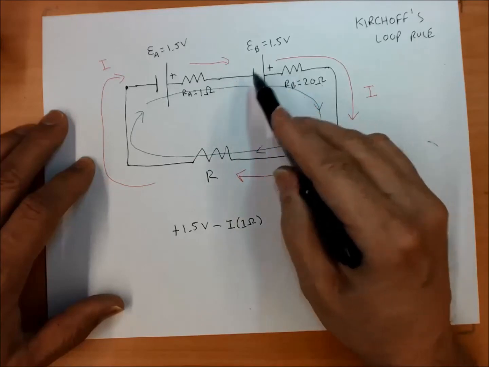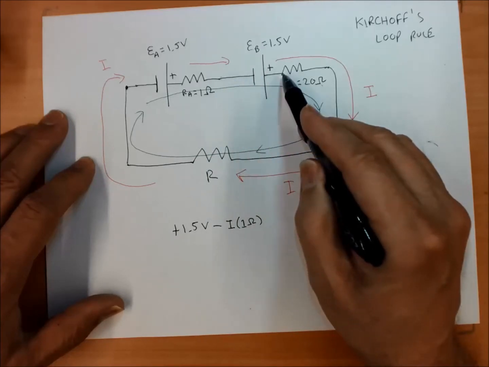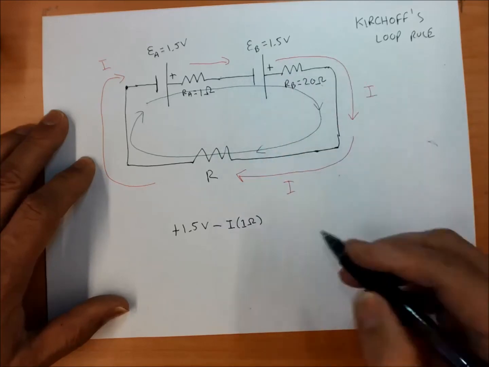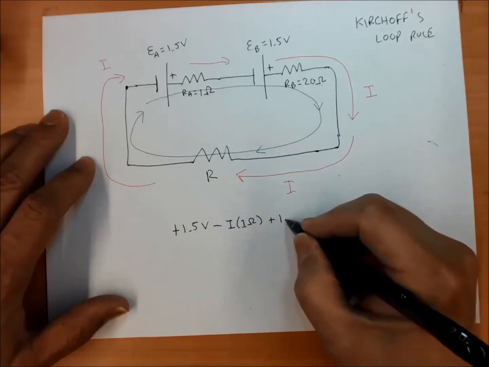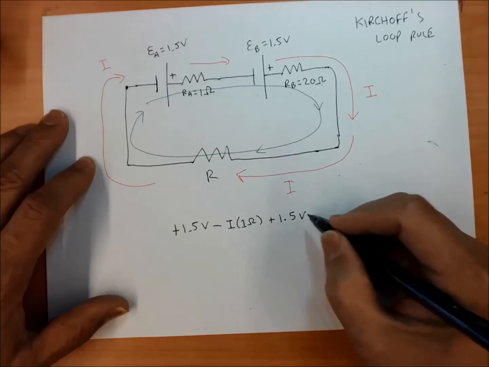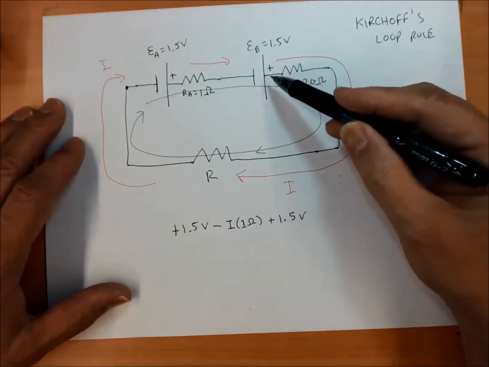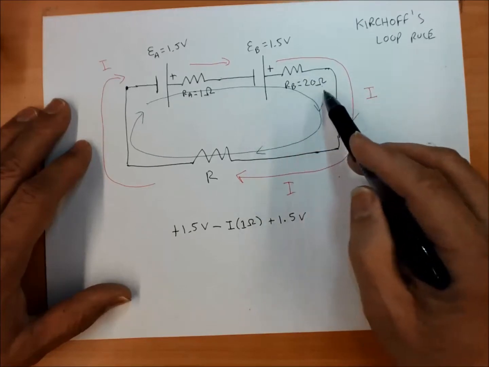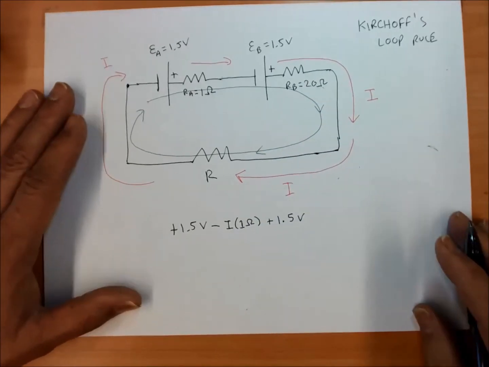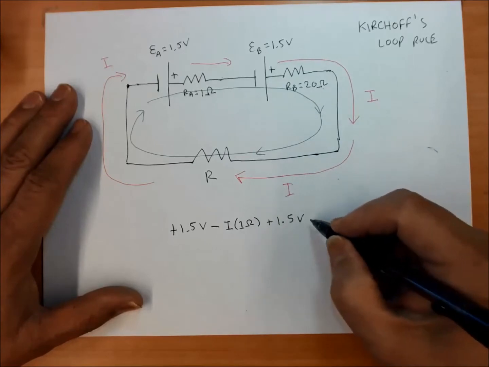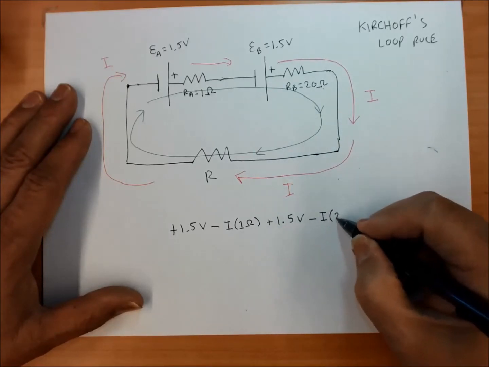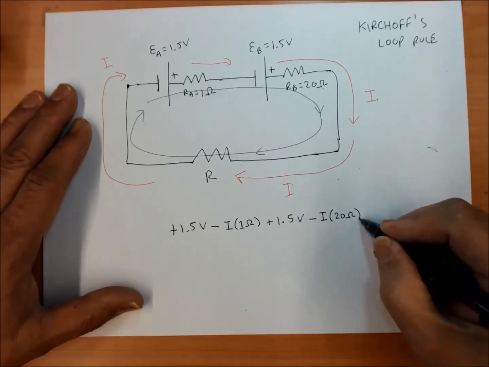I get another voltage boost going through the EMF for battery B, because again I'm going from minus to plus, so that is a voltage boost. So that's 1.5 volts of voltage boost. In a similar vein, going in the direction of the current I through the second battery's resistance is a voltage drop. So minus I times the value of that resistor, which is 20 ohms.